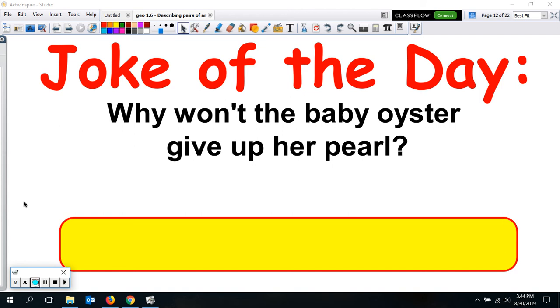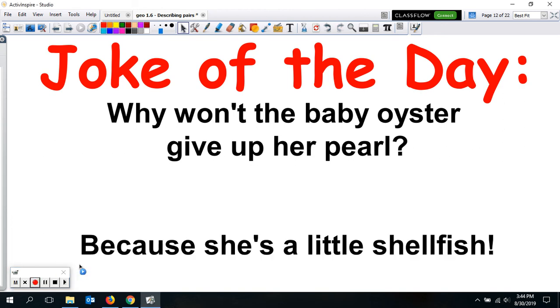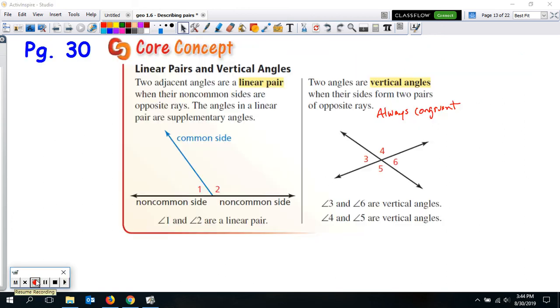So here we'll pause a little for a joke of the day. Why won't the baby oyster give up her pearl? Because she was a little shellfish. That's always a good one.